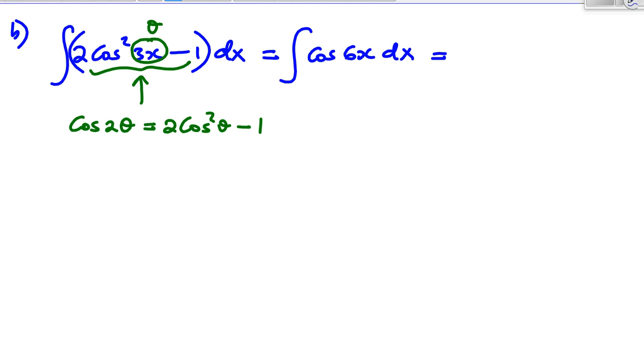And using one of those shortcuts, the key points that I mentioned previously, this is the same as the integral of cosine is sine. So sine 6x divided by 6 plus c, which will be one sixth sine 6x plus c.